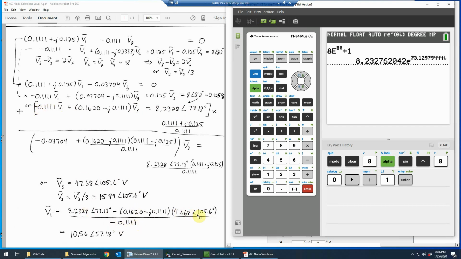And again, just a lengthy expression to enter into the calculator using the E variable that I defined there for convenience. Or if you prefer, you can just use the exponential key and then type in the j pi divided by 180 times 73.13. So you can just do that if you prefer. It's just a little bit more typing. Anyway, you enter that whole expression into the calculator, press enter, and you will get 10.56, angle 57.18 degrees. So that basically completes the solution.